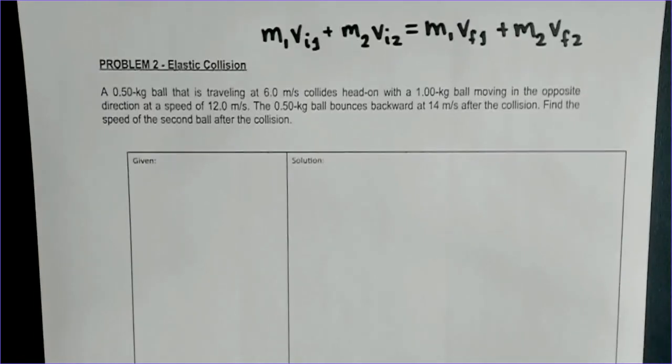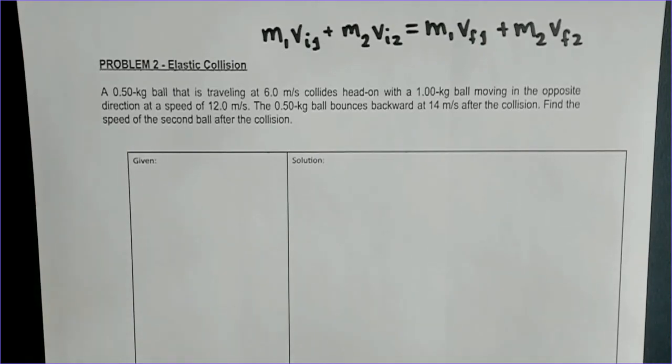A 0.50 kilogram ball is traveling at 6.0 meters per second. It collides head-on with a 1 kilogram ball moving in the opposite direction at a speed of 12 meters per second. The 0.50 kilogram ball bounces backward at 14 meters per second after the collision. Find the speed of the second ball after the collision.